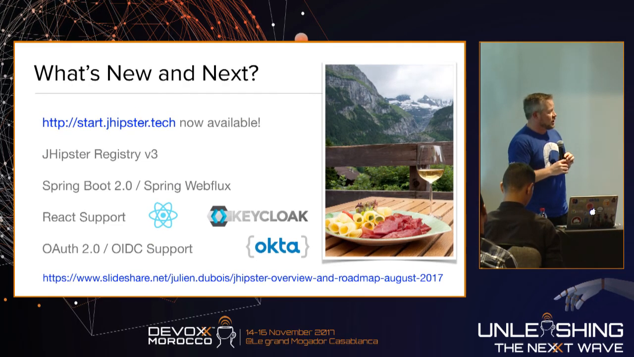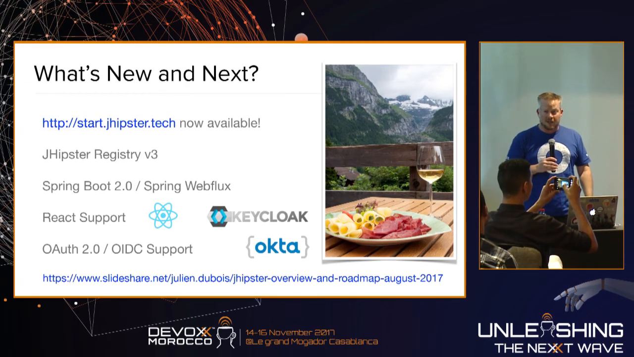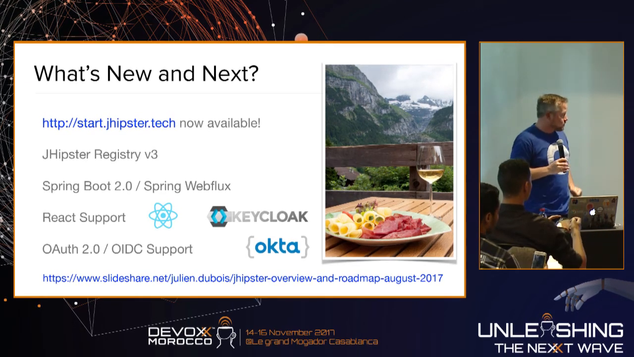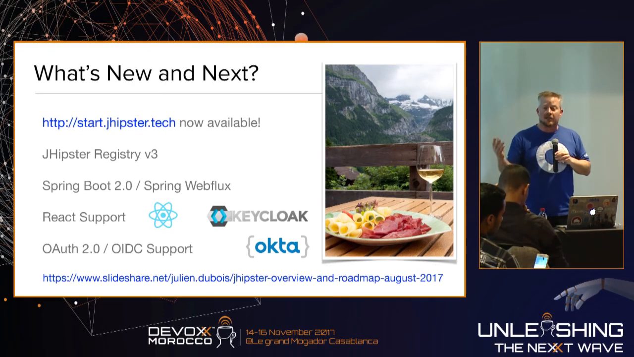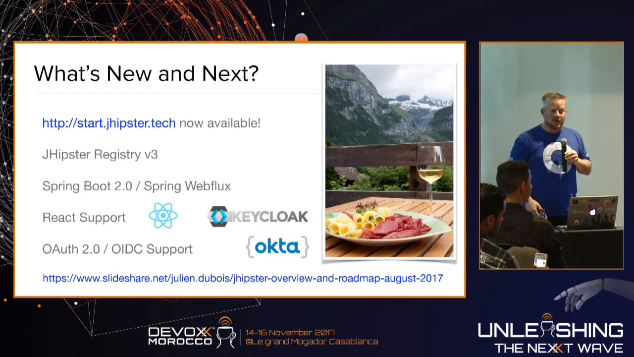What's new and next in JHipster? We have start.jhipster.tech. If you're familiar with start.spring.io, it's very similar. What you do is you create a new project, and it actually creates it on GitHub for you. So you don't download anything. It just creates it on GitHub, and then you can clone it.